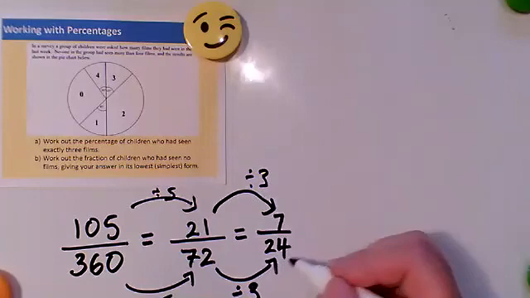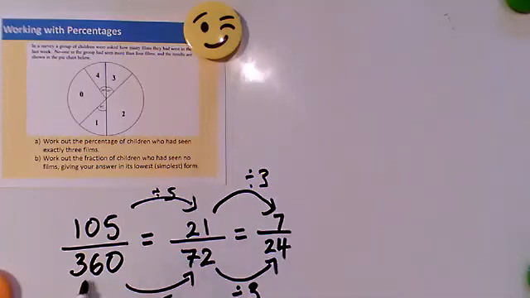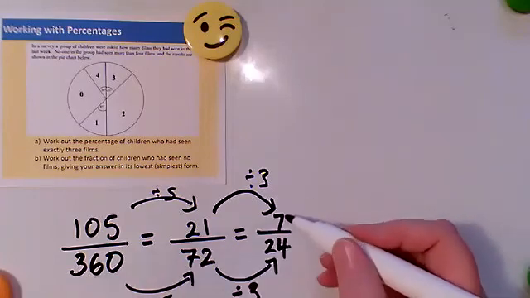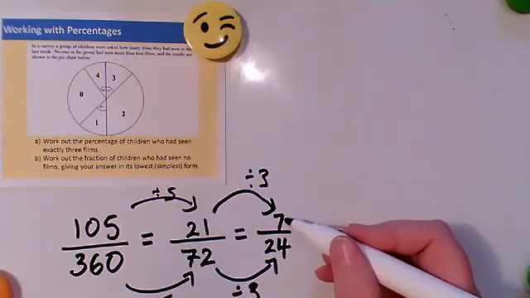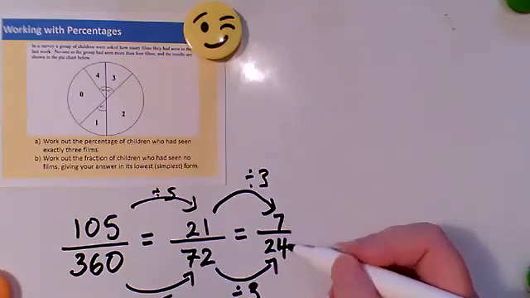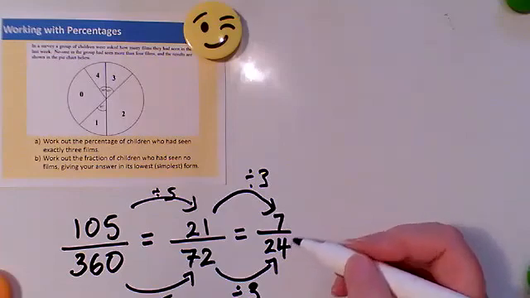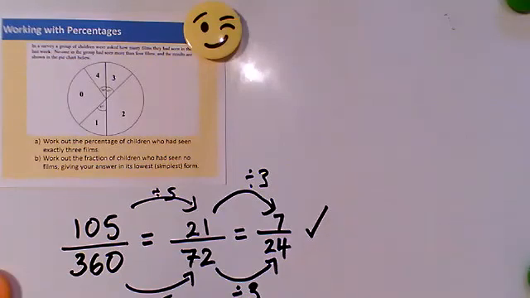So thinking about now this fraction, which is equivalent to what we started with, 7 has only got 2 factors, 1 and itself, and 7 doesn't go into 24. So this is in its simplest form.